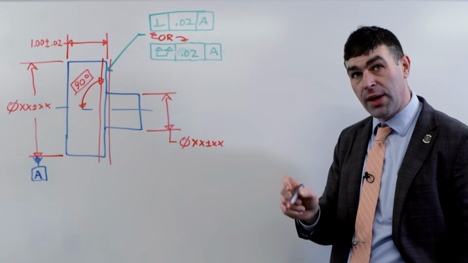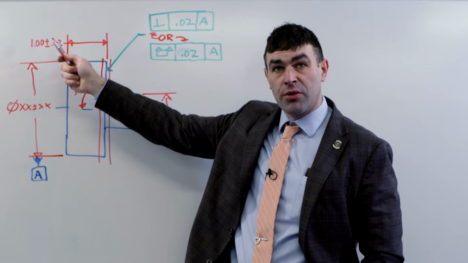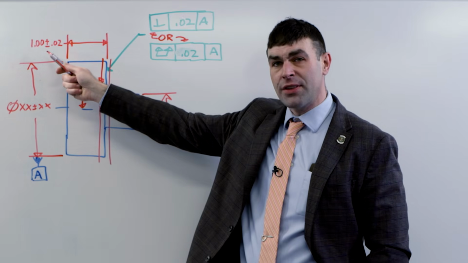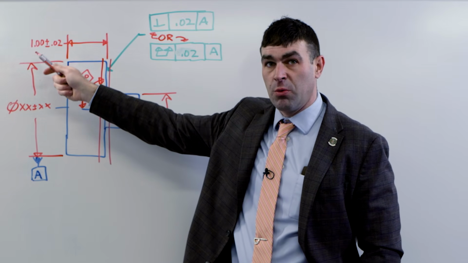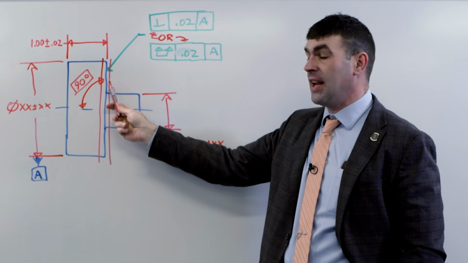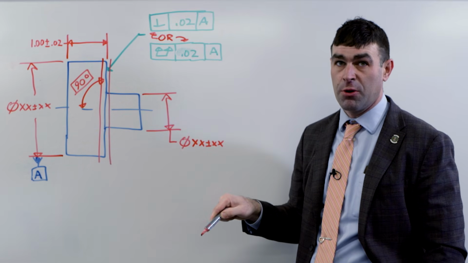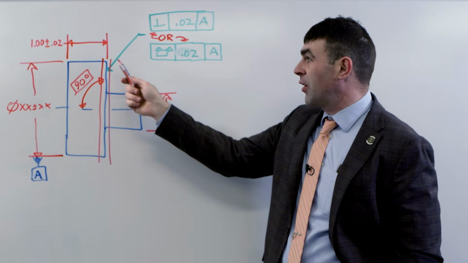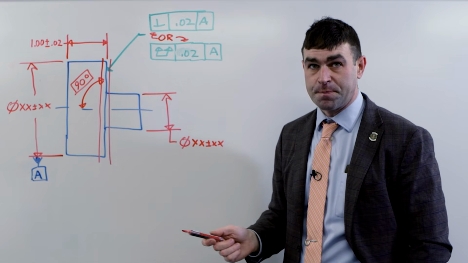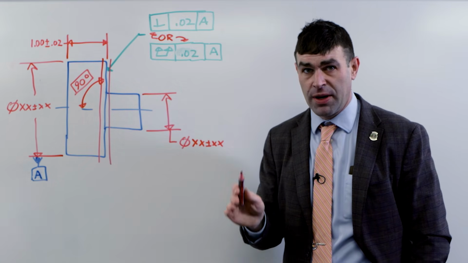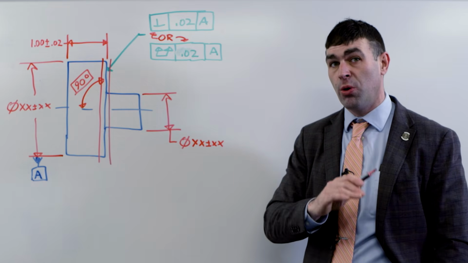So the actual location of that surface comes from here. If this comes in at maximum material condition, 1.02, we can't have any variation outward. It could only go inward. If it's in the middle of the tolerance zone, you could use this whole thing. And that's very important: orientation cannot control location.